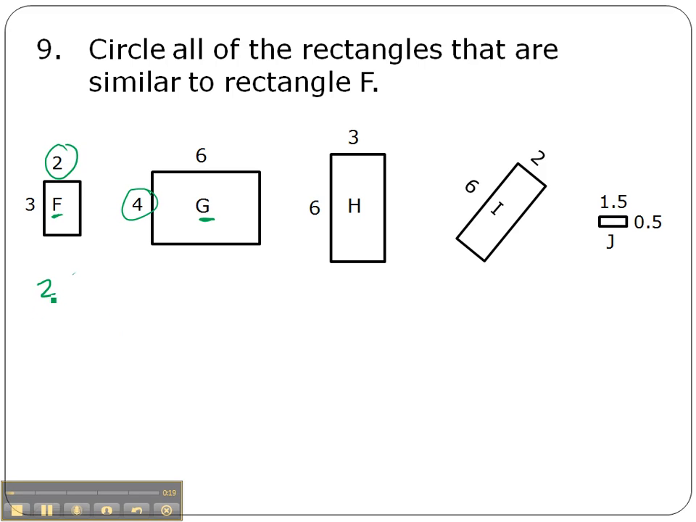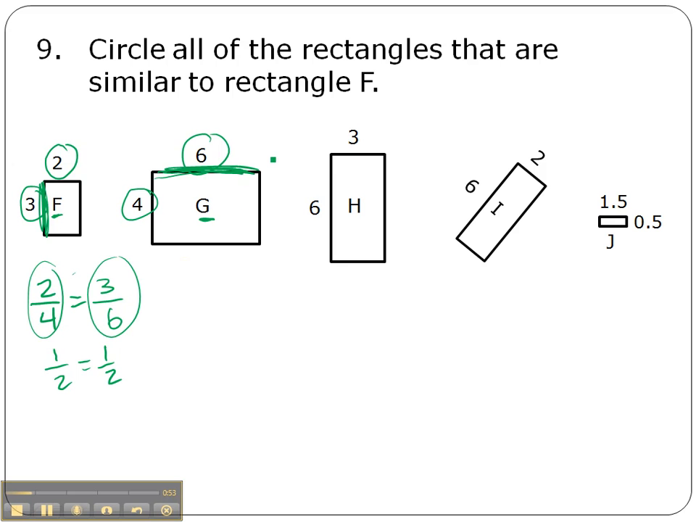So if they are similar, these two sides should be corresponding and should be equal to the other two sides. 3 to 6. 2 to 4 equals 3 to 6. Because 3 is the largest side on this rectangle, and this 6 is the largest side on this rectangle, so those would be corresponding sides. So this actually is true. 2 over 4 equals 3 over 6, because you can see that each of these equals 1/2. 1/2 equals 1/2 if you simplify this fraction and this fraction. So G is a rectangle that is similar to F.